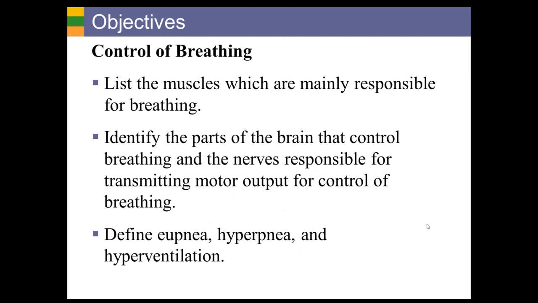So that ends our discussion on the 4 events of respiration: pulmonary ventilation, internal and external respiration, and gas transport. I now want to move to how pulmonary ventilation is controlled, or control of breathing. So we're going to list the muscles that are responsible for breathing, or at least the main muscles, not all. Identify the parts of the brain that control breathing, and the nerves responsible for transmitting motor output for control of breathing. And then I want to define eupnea, hyperpnea, and hyperventilation.